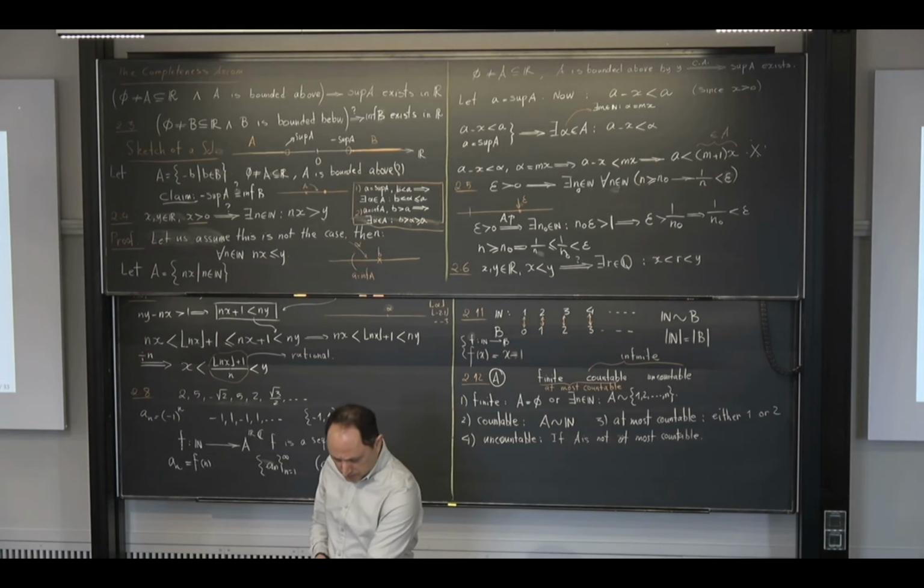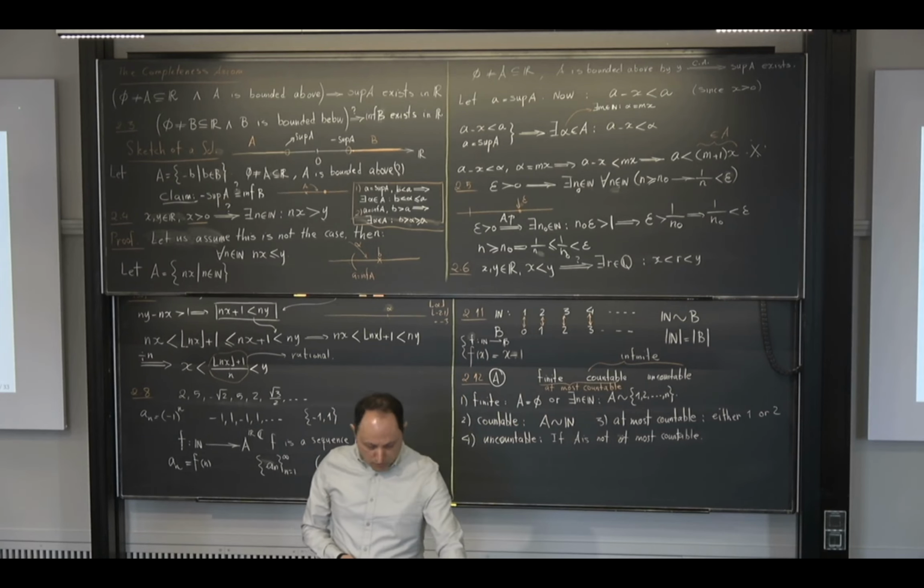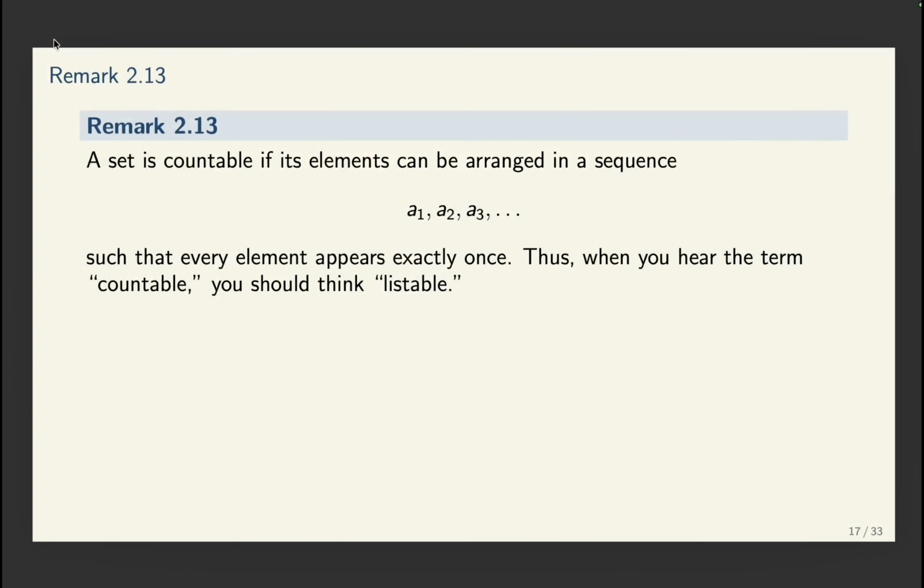So let us see what is next. Okay, so let me also make this remark, because it is very good and helps your intuition. We finish after this remark. A set is countable if its elements can be arranged in a sequence, which is an extremely useful intuition, such that every element appears exactly once. That's extremely important. I should have written it in red, okay? So it is arrangeable in a sequence, as I defined before, but every element should appear exactly once. Thus, when you hear the term countable, you should think listable. You can list the elements.